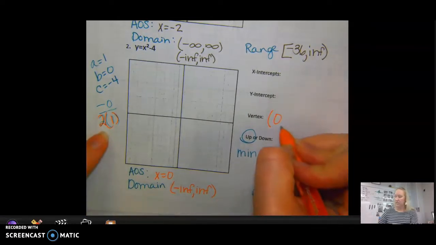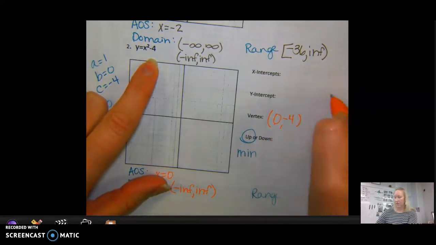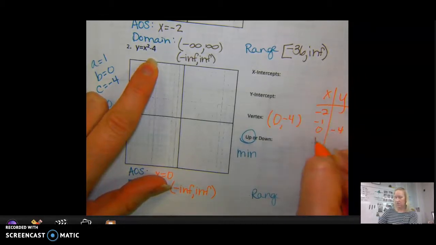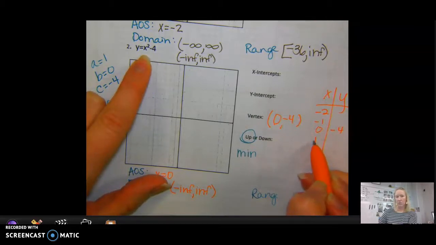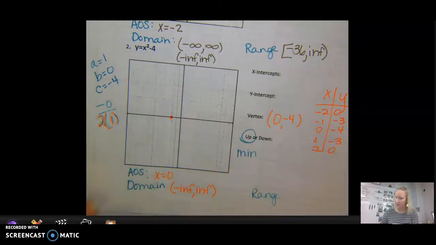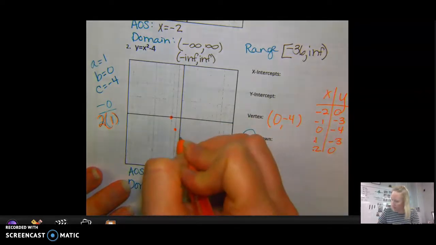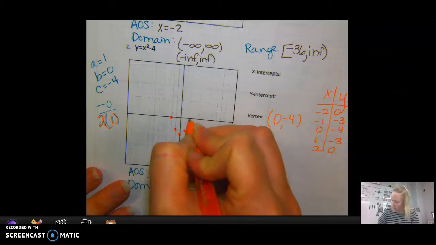So vertex, to get my y value at the vertex, I need to plug this back in. 0 squared is 0, minus 4 is negative 4. That allows me to do the xy table. 2 less, 2 more. I'm going to plug in 1. 1 squared is 1, 1 minus 4 is negative 3. 2 squared is 4, minus 4 is 0. Negative 1 squared is 1, minus 4 is negative 3. Negative 2 squared is 4, minus 4 is 0. So I have a point at negative 2, 0. I know that the coordinate grid is hard to see to graph, guys, so I apologize. This is down here at 3. This is down here at 4. And then I'm going to mirror image.